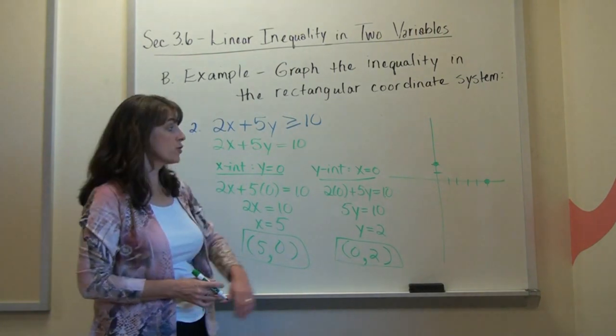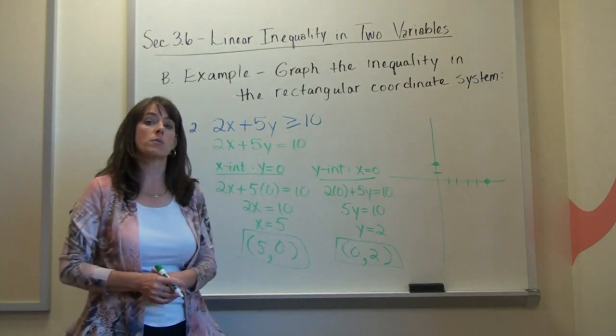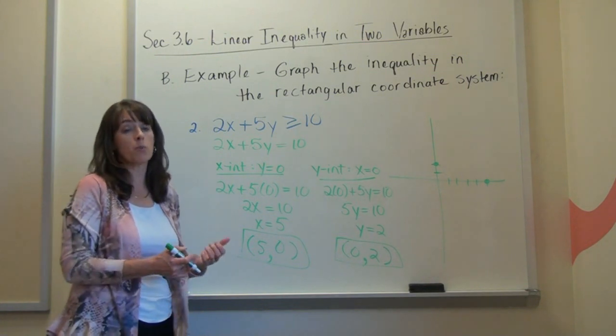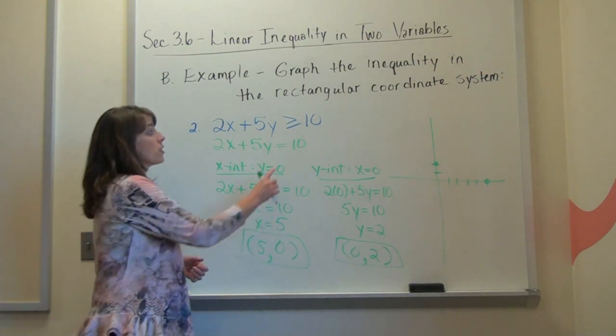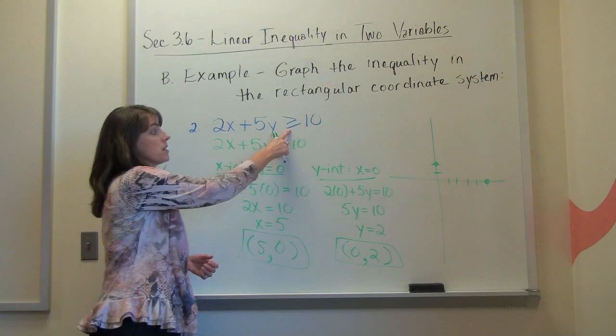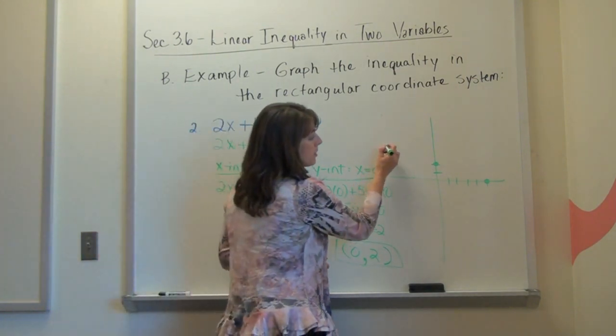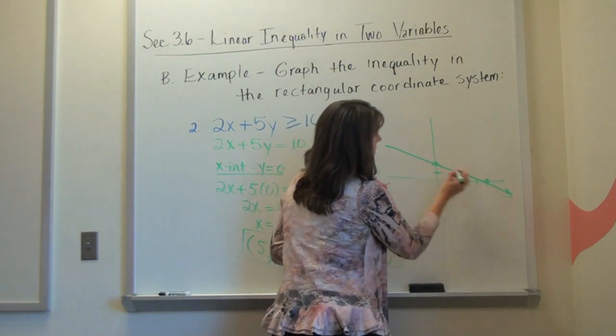And again, before I get trigger happy and draw that line, I have to determine, is it solid or dotted? Are the points on the line included, or are the points on the line not included? Go back and look at your original inequality. The equal to sign means, yeah, they are included. To show that, I'm going to draw a solid line.